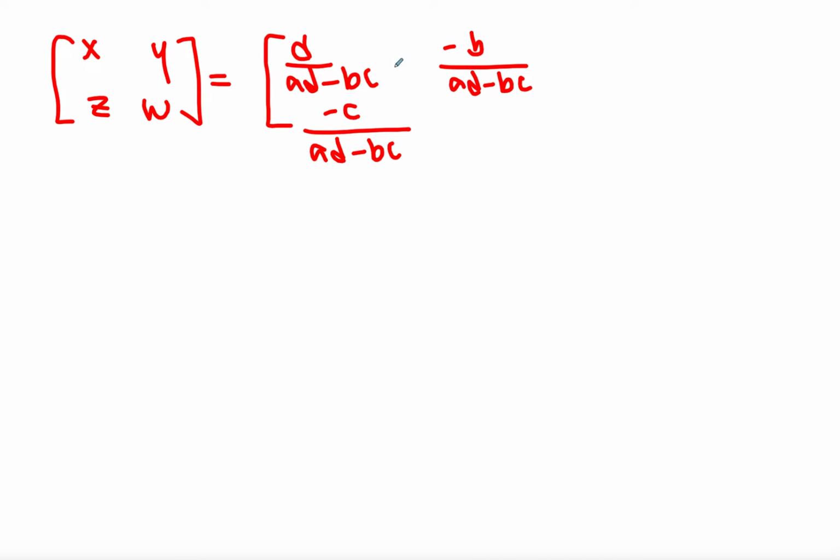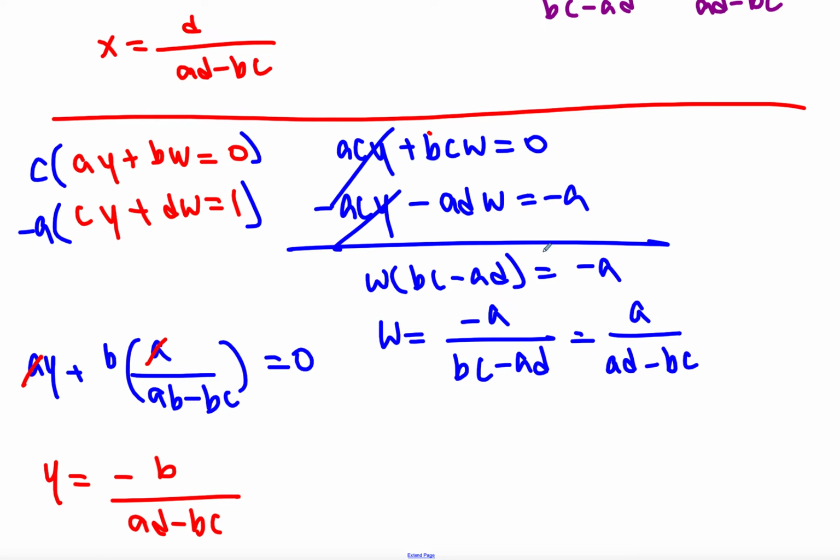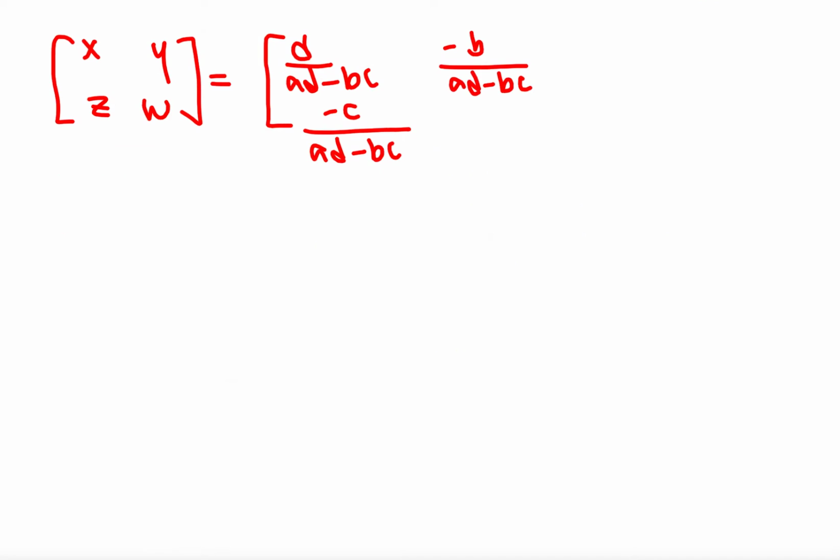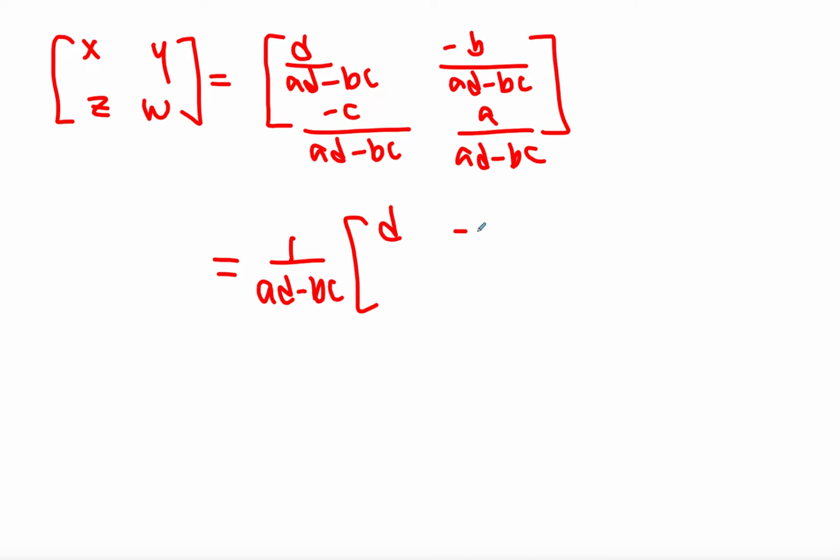Lastly, w was a, so a over AD minus BC. You can see that the denominator AD minus BC repeats all over the place, so why don't I just factor that out? Because it's a scalar value, 1 over AD minus BC, and then we have D, negative B, negative C, A.